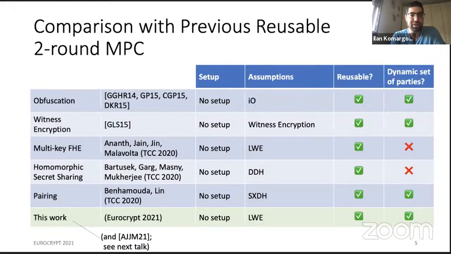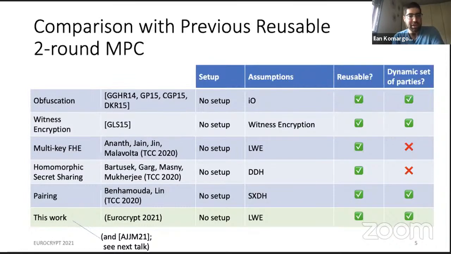The second generation of constructions, which use multi-key FHE or homomorphic secret sharing, do not satisfy the properties of MRNISK. They don't support the dynamic set of parties. For instance, the length of the first round message of each party depends on the number of parties.